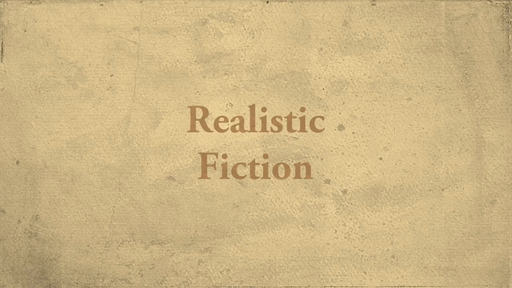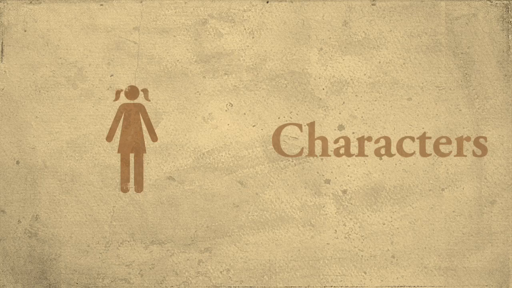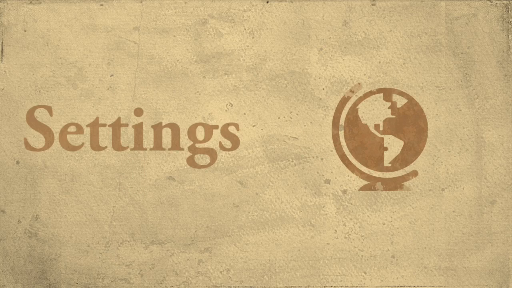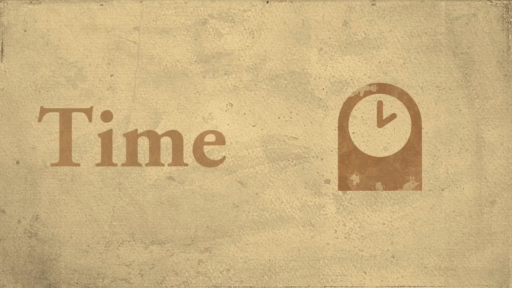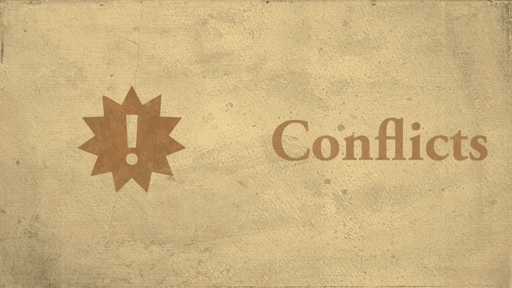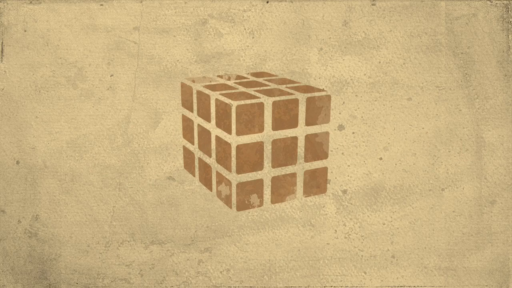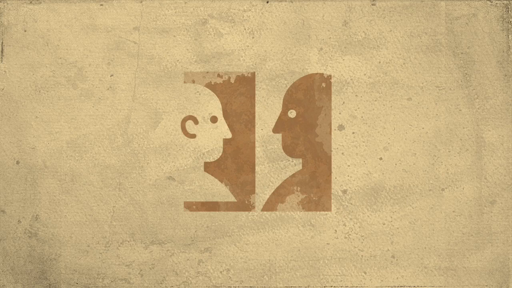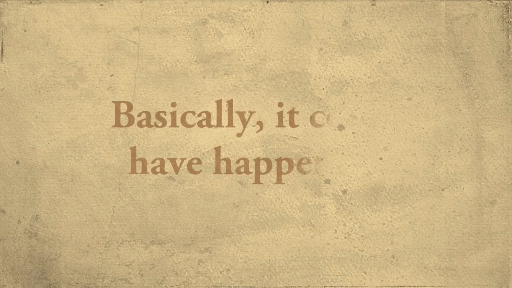In realistic fiction, we find characters that are often ordinary, realistic people. The location is usually imaginary, but possible. And the time could be either any time or no time. The characters are often faced with realistic problems or conflicts, which they grapple with and attempt to solve throughout the story. Realistic fiction stories tend to mirror real life. Basically, it could have happened, but didn't.